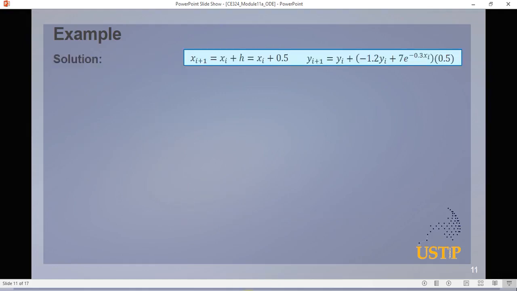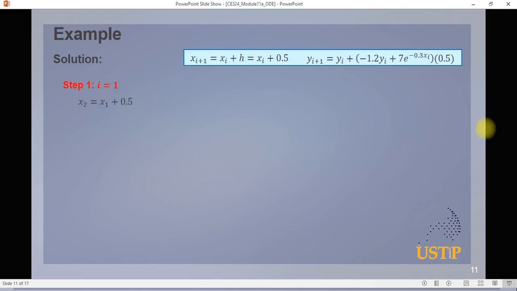So here's our solution. We will just be using these equations. For xi plus 1, it is xi plus 0.5. For yi plus 1, we will be using yi plus negative 1.2 yi plus 7e raised to the power of negative 0.3 xi, times 0.5. For step 1, we let i be equal to 1.